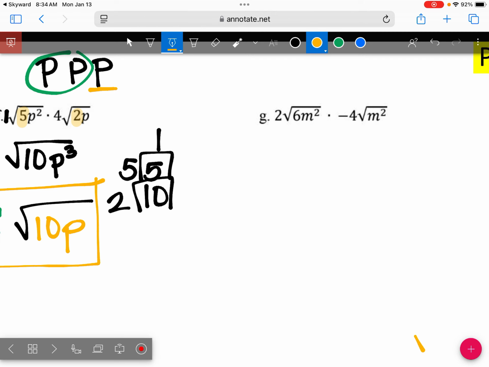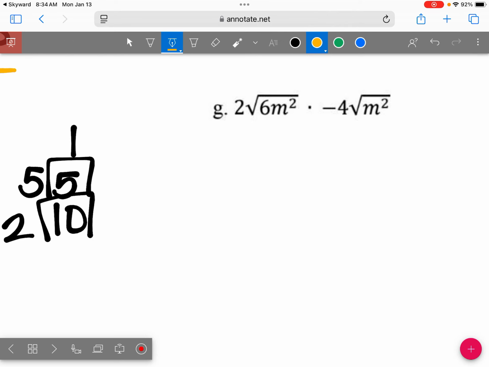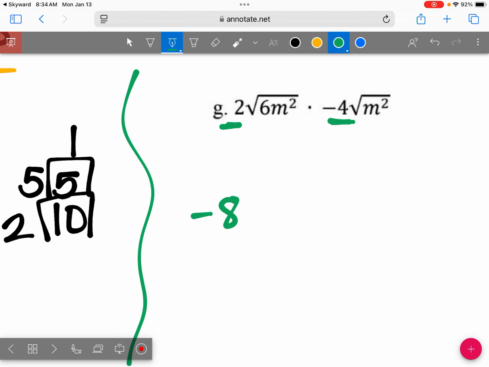All right, let's go ahead and multiply. So we're multiplying the numbers outside, which is 2 and -4, which gives us -8. Then we're multiplying our radicals. So I'm multiplying these two together. When I look under the radical, I have a 6, and there's an invisible 1 here, which means I have the square root of 6.